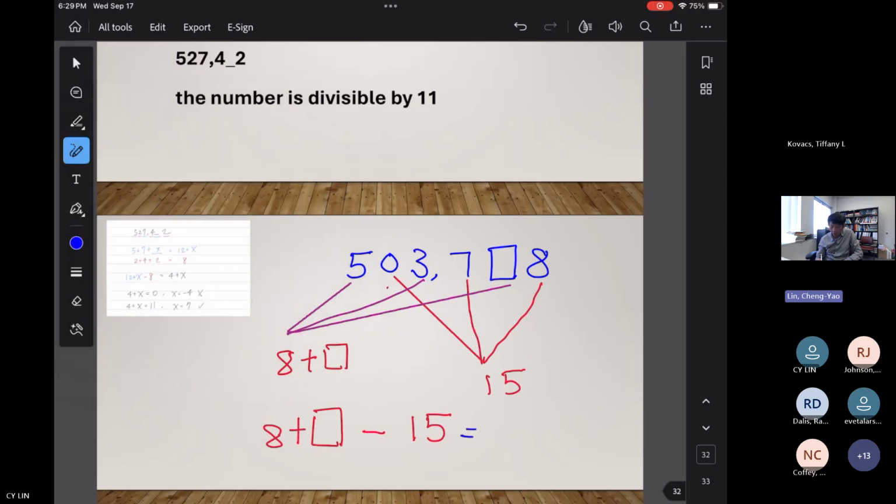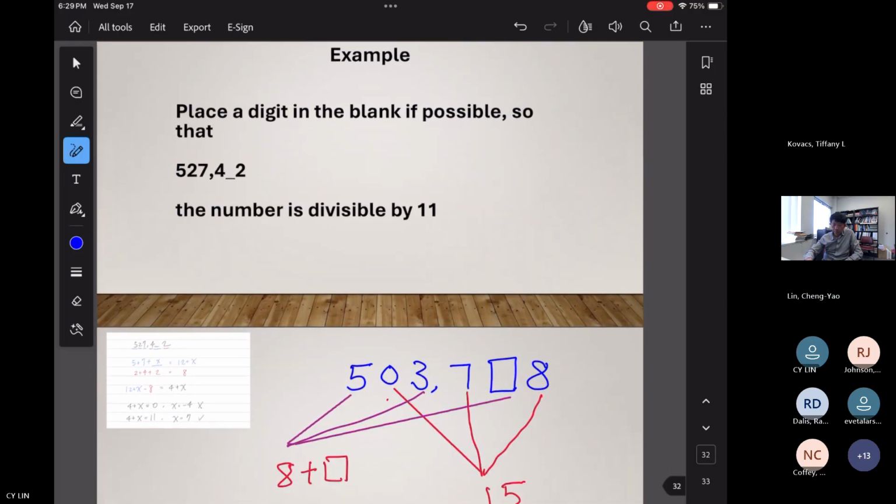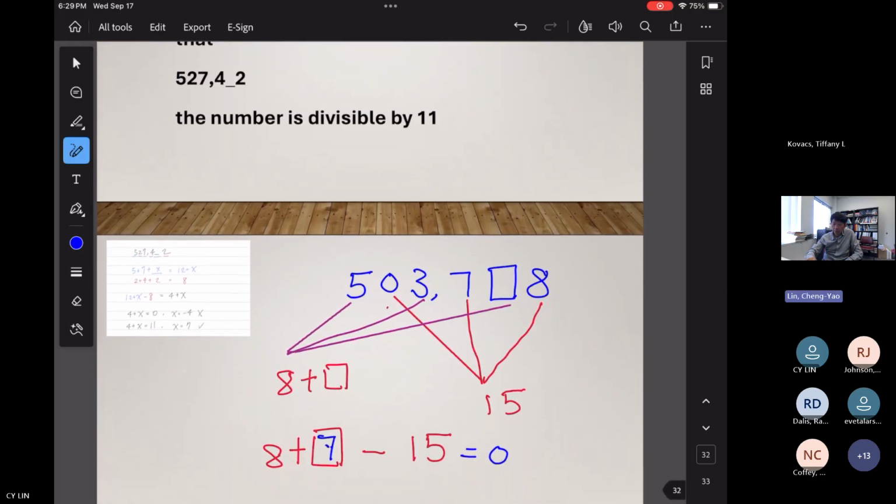If I make this a 0, right? What number do I have to fill in here? 7. That means we solve for x. Does that make sense to you for a problem like this? All right. How about I do it one more time, okay?